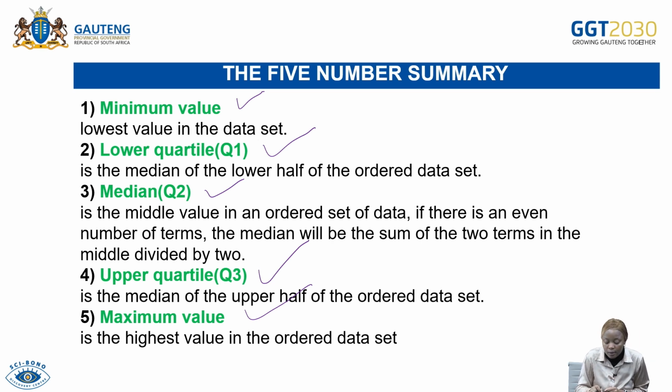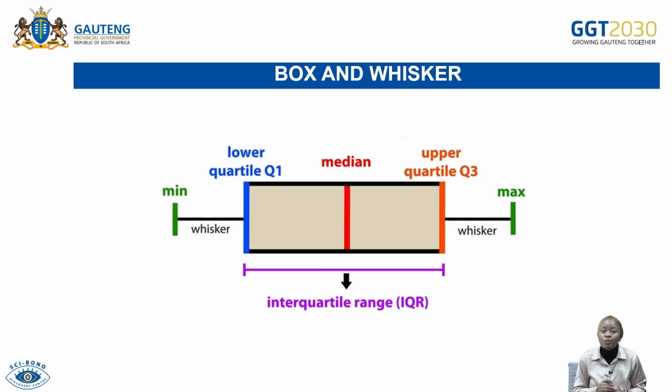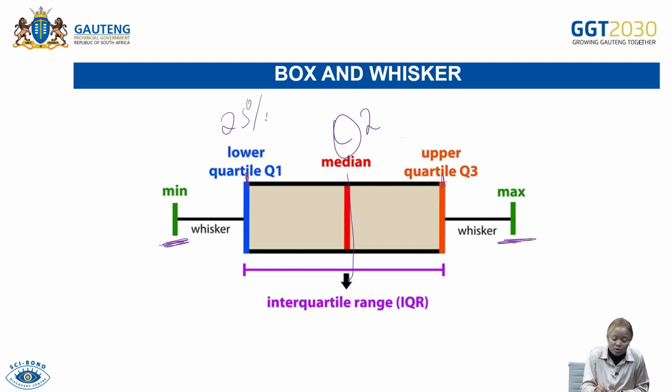Okay, and then this is how your box and whisker diagram should look. You must have the minimum value this side on your whiskers, and then you must have the maximum value at the end, and then you must have the median or your Q2 in the middle, right? And then you must have your Q1 here, and your Q3 this side. Remember, your Q1 represents 25% of the data. Your Q2 represents 50% of the data. And your Q3 represents 75% of your data set.